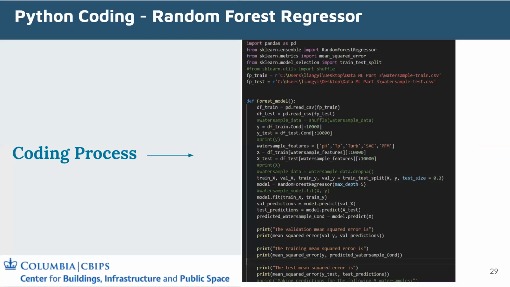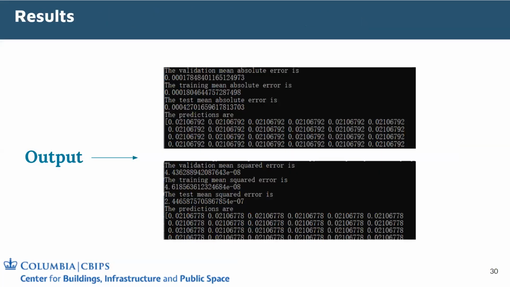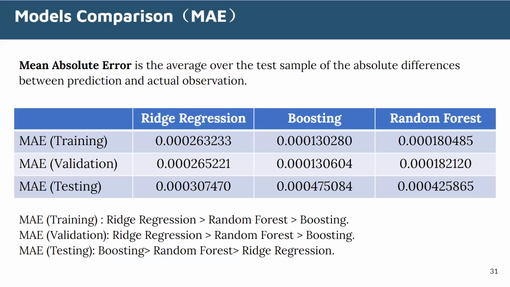So this is the coding process. Like I said, it is really similar to the boosting algorithm. And we calculate the mean absolute error and the mean squared error. Okay, moving on to the comparison section.